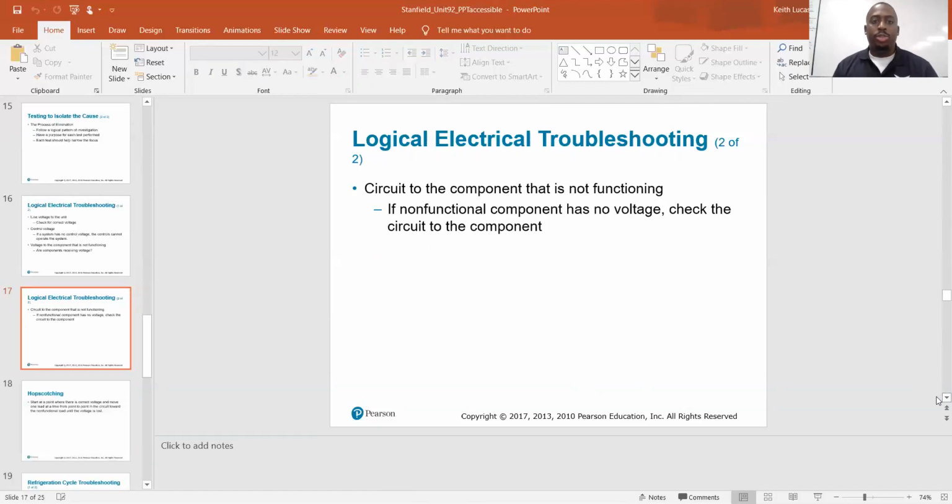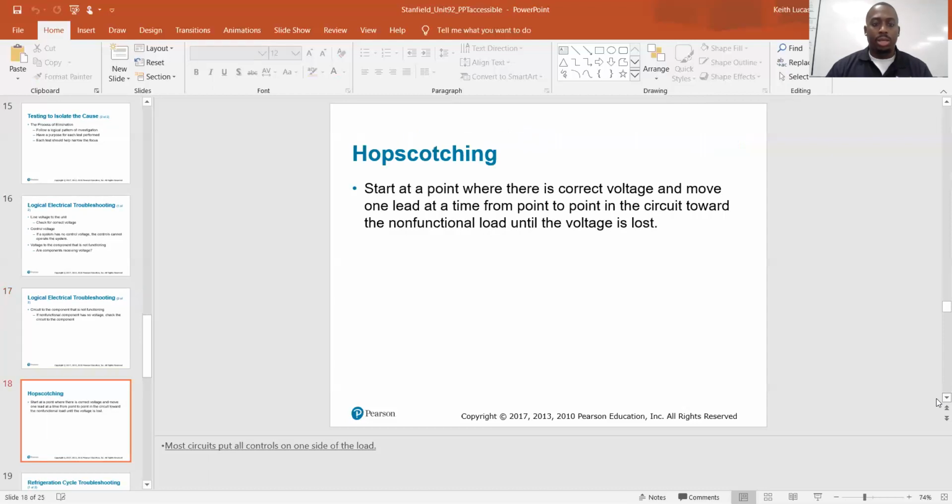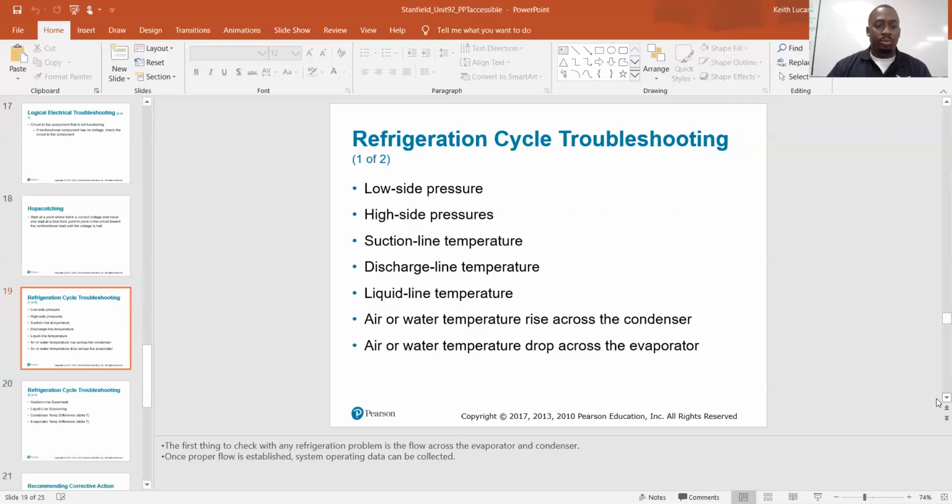Logical electrical troubleshooting continued. Circuit to the component that is not functioning. If non-functional component has no voltage, check the circuit to the component. Hopscotching. Start at one point where there is correct voltage and move one lead at a time from point to point in the circuit toward the functional load until the voltage is lost, and then you'll find your problem. Refrigeration cycle troubleshooting.